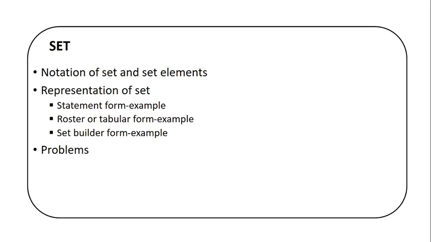Next is roster or tabular form. In this representation, the elements are listed within a pair of braces and they are separated by commas. Example, if we take the previous example, the set of all even numbers less than 10, here we represent that set as 2, 4, 6 and 8. So these are the elements which form the set of all the even numbers that are less than 10.